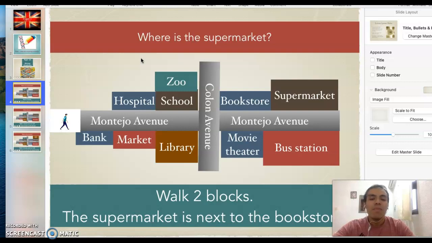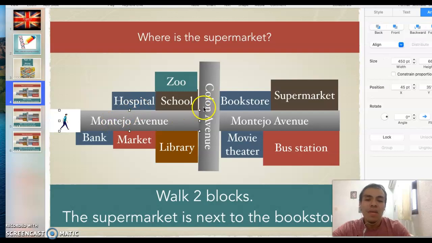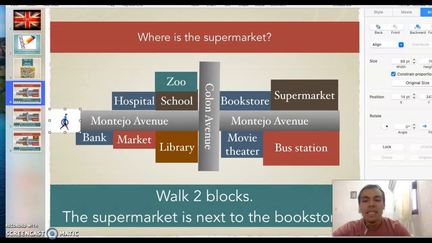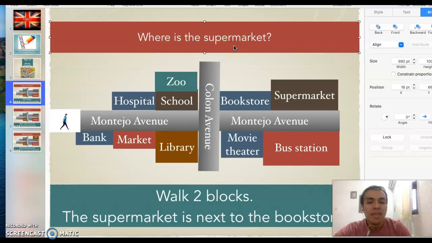In this map, we have to check the location of the places. Example, here we have the Montejo Avenue and the Colon Avenue. Montejo Avenue, Colon Avenue. And in this example, we have, where is the supermarket?